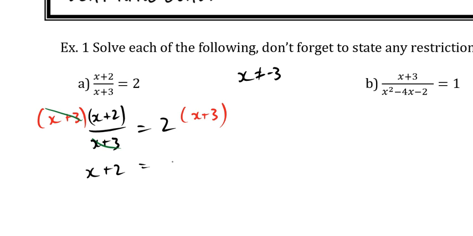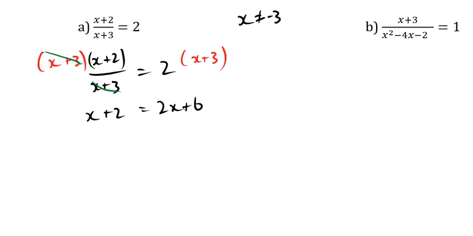So x plus 2 equals 2 times x plus 3, which is 2x plus 6. I end up with negative x equals 4, so x equals negative 4. And if I do a quick check in the original equation, it looks good to me. Negative 4 plus 2 over negative 4 plus 3 gives you positive 2, so I think we're good.